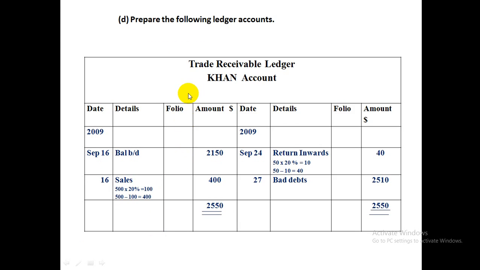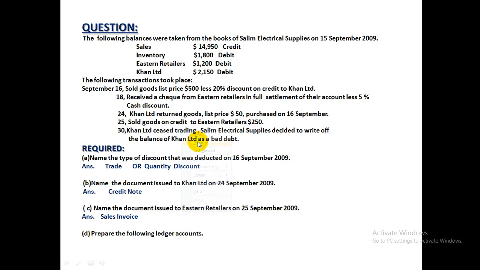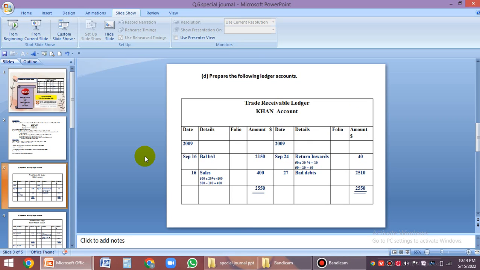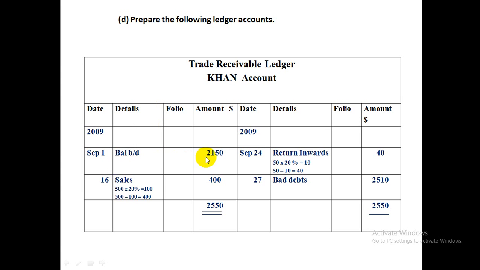Let's start. Trade receivable ledger account of Khan. Khan's account we have to prepare. This is the debit side, this is the credit side. First of all, we will be entering the debit balance of Khan, that is 2150 in the debit column. This is the opening balance which will be known as balance brought down. We'll see this balance brought down is actually on September 1. September 1 balance is given to us. We'll enter the balance here.